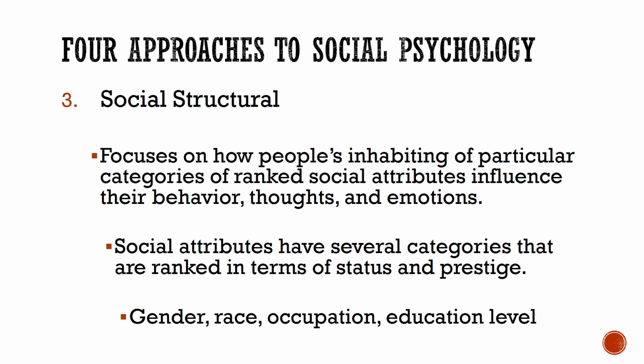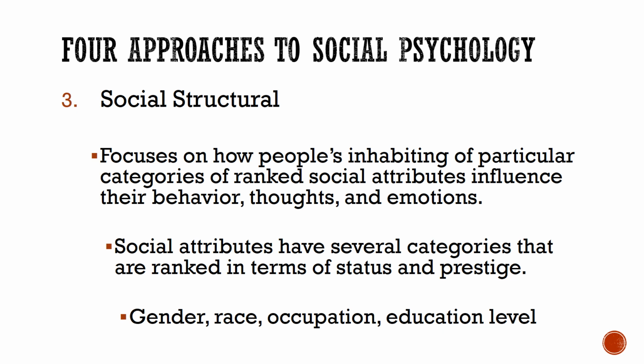In many modern contemporary societies, there are certain attributes such as one's gender, one's race, one's occupation, one's education level, one's age, that greatly influence the course of people's lives and how they're living their lives in the here and now. They do so because these attributes often consist of several categories that are ranked in terms of status and prestige, with some categories having more status and prestige than others.